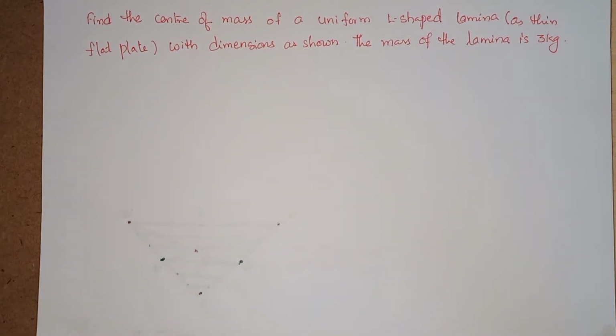This problem again, to calculate the center of mass: find the center of mass of a uniform L-shaped lamina, a thin flat plate with dimensions as shown. The mass of the lamina is 3 kg. Now, how to calculate that? We'll say that the lamina can be divided into 3 strips. Each strip can be 1 kg, so 1 plus 1 plus 1 is 3 kg. First, we try to write a coordinate axis.